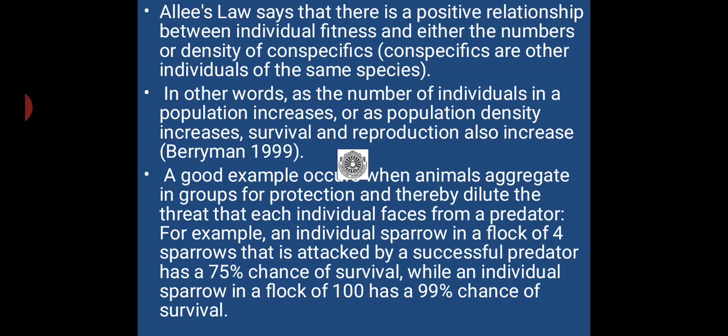A good example occurs when animals aggregate in groups for protection and thereby dilute the threat that each individual faces from a predator. For example, an individual sparrow in a flock of 4 sparrows that is attacked by a successful predator has a 75% chance of survival, while an individual sparrow in a flock of 100 has a 99% chance of survival.